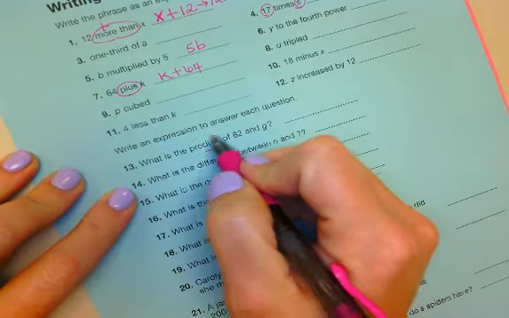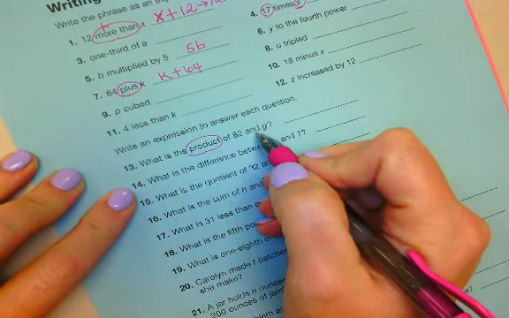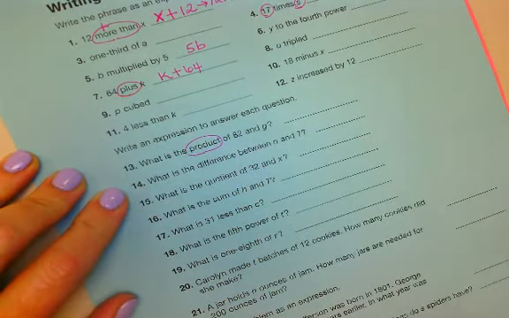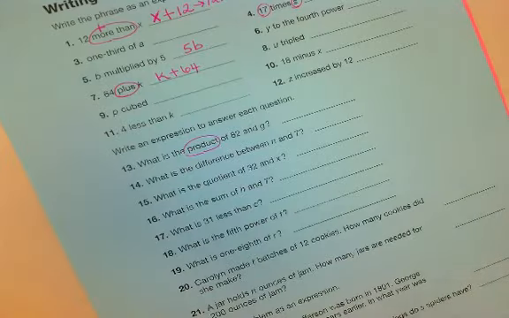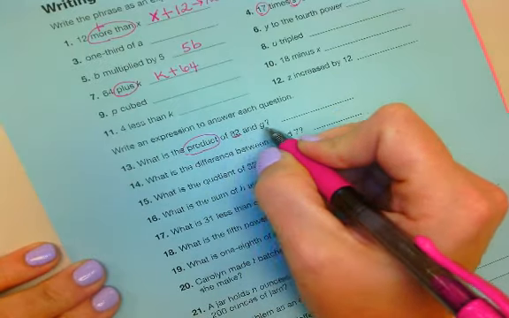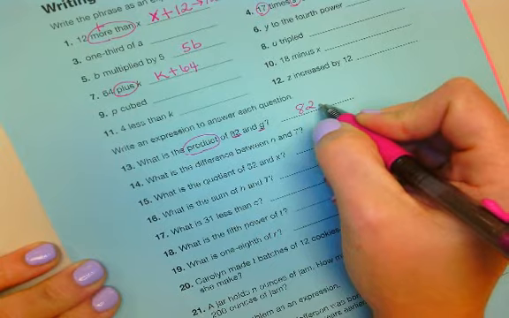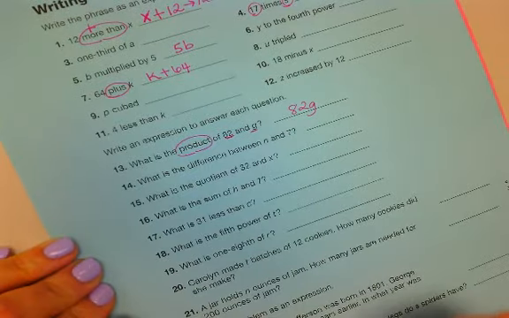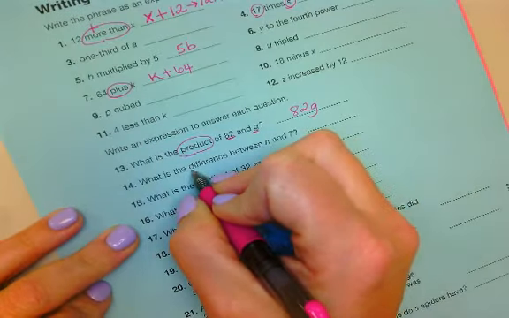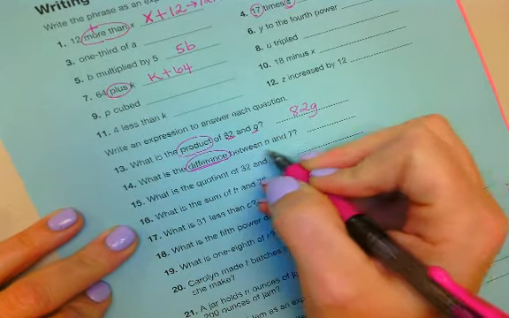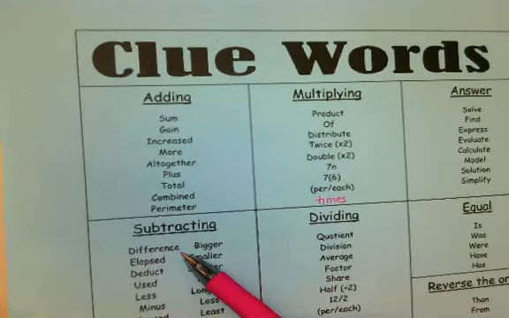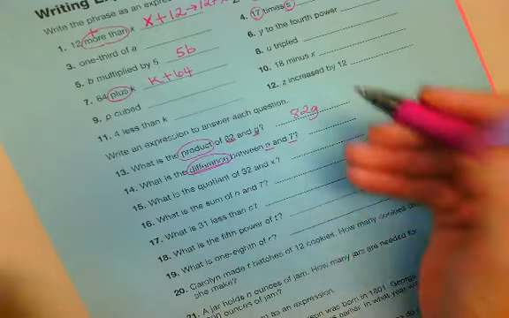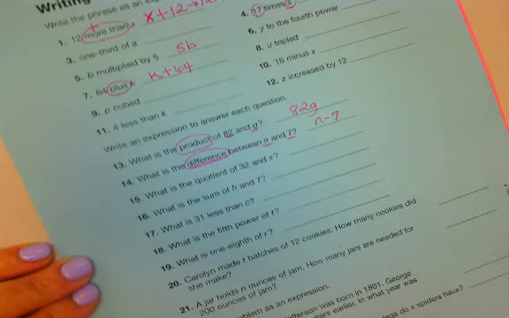What is the product of 82 and g? Well, what does product mean? Product means multiply. So when you have 82 and g, multiply means touching. So there you go. What is the difference between n and 7? Well, difference is subtraction, so it would be n minus 7.